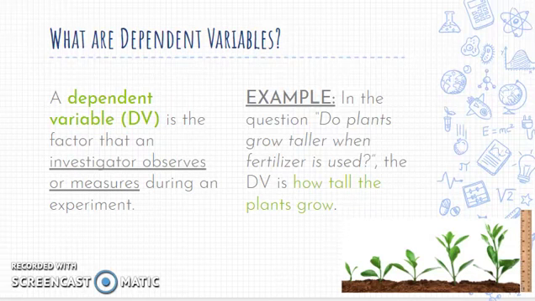Dependent variables are going to be the things that depend on the independent variable. They're the things that the investigator is going to observe or measure throughout the experiment. So an example of this would be, do plants grow taller when fertilizer is used? What the investigator will measure, or the dependent variable, is how tall the plants grow based on their independent variable. So look at the different heights of the plants, considering how much fertilizer each plant had. So their dependent variable is how tall they grew.